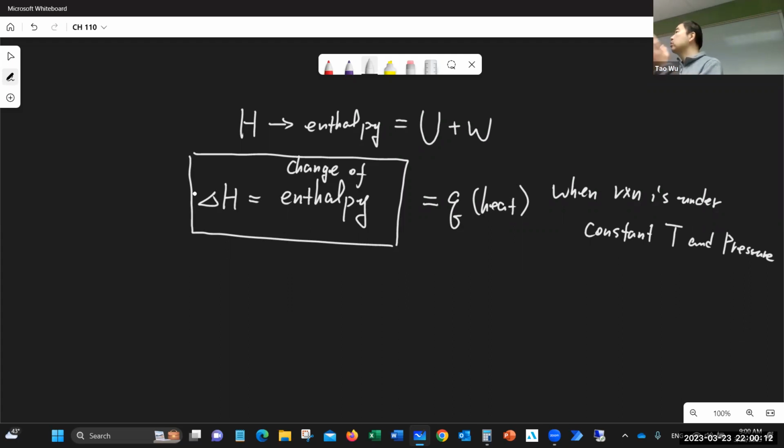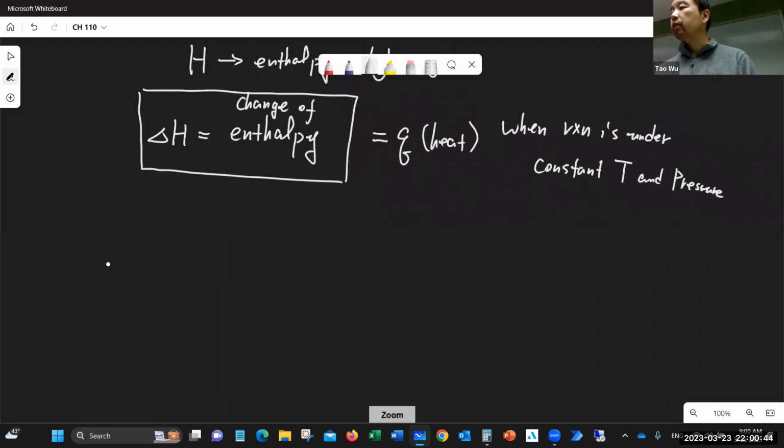This is true in most situations. The current environment just has a constant temperature and a constant pressure. So that's why in most situations, the enthalpy change is just the heat. So you can just remember, enthalpy change is just the heat. So if the heat has a sign, the change of the enthalpy, delta H, also has a sign.